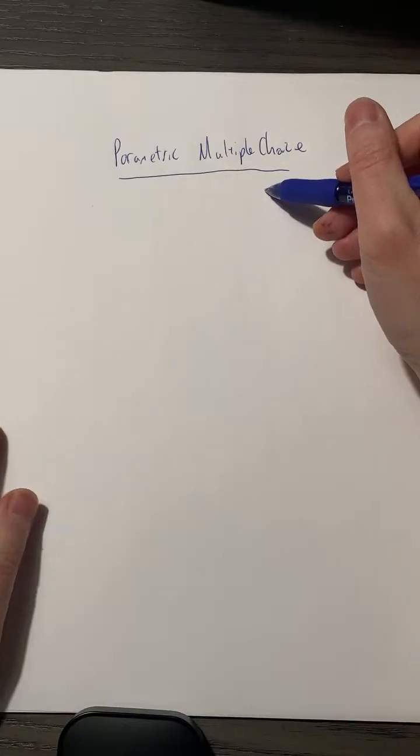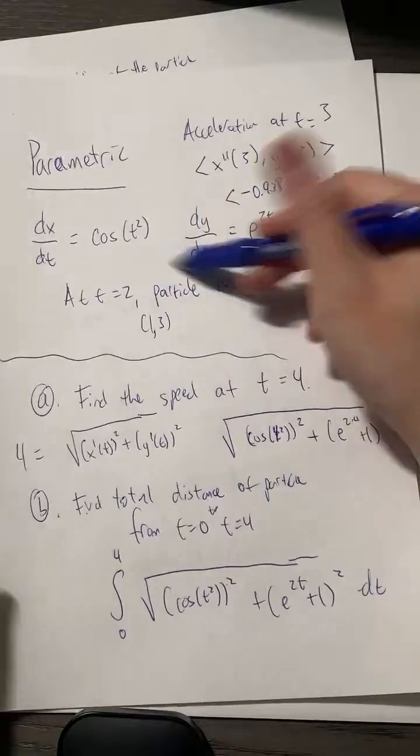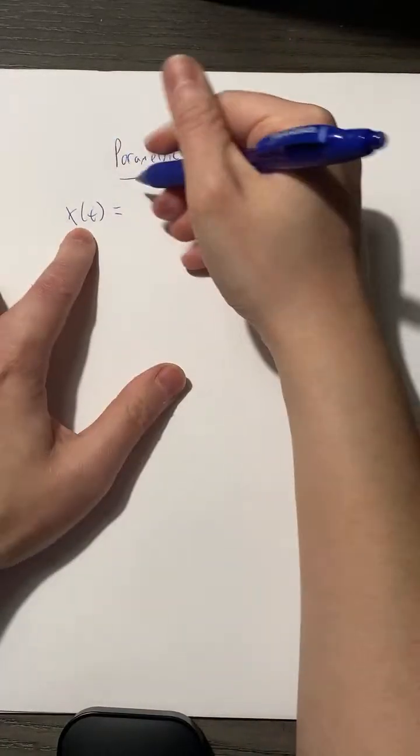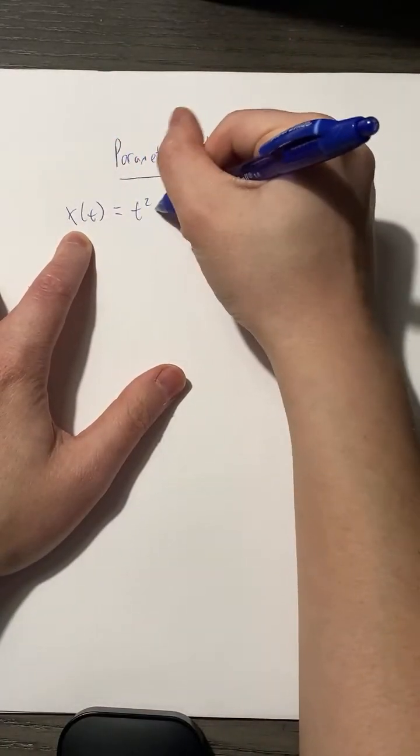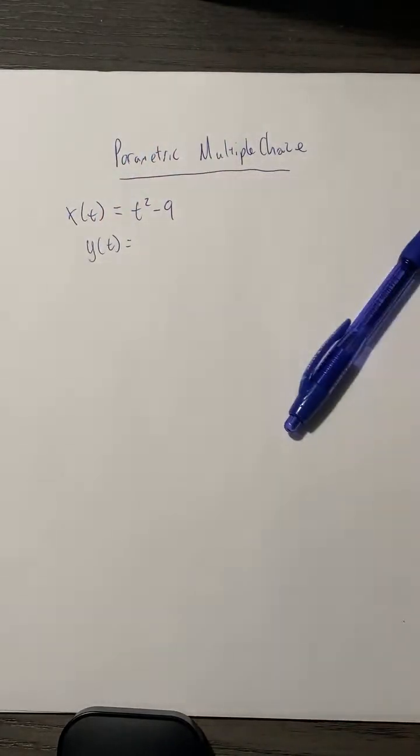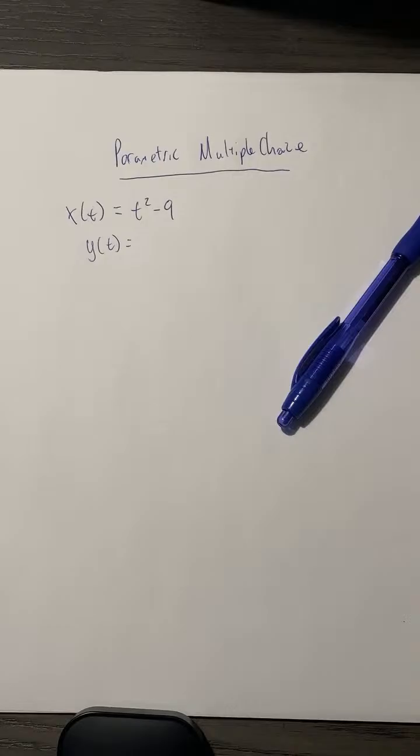Okay, so parametric multiple choice. Why is it way different than the FRQs? It's because the derivatives aren't usually given. It's usually the coordinate. So for example, let's say we have this, x of t is equal to t squared minus 9, y of t equals, give me 1 second, t minus 1 times t plus t minus 3.